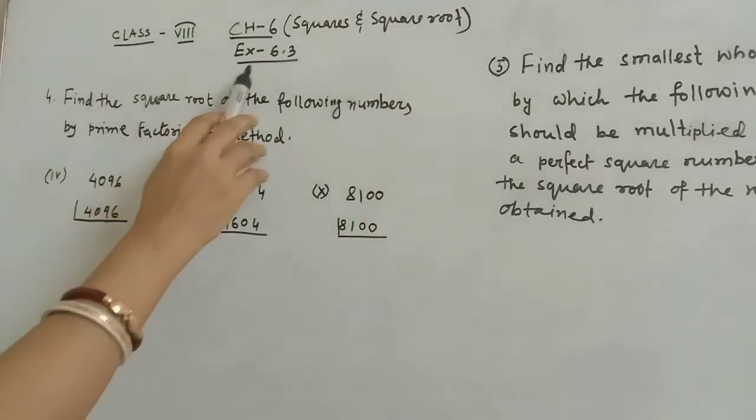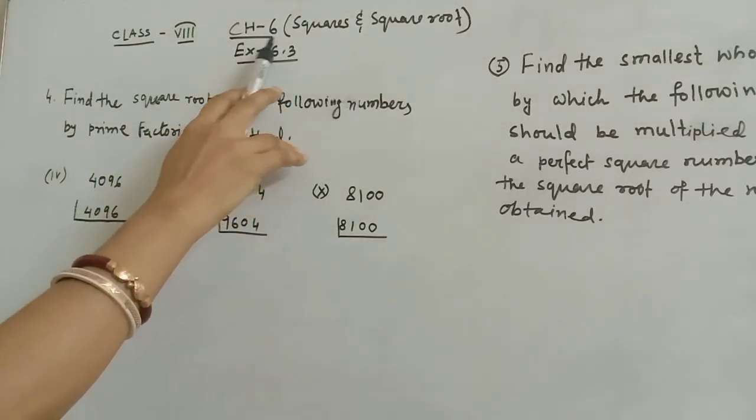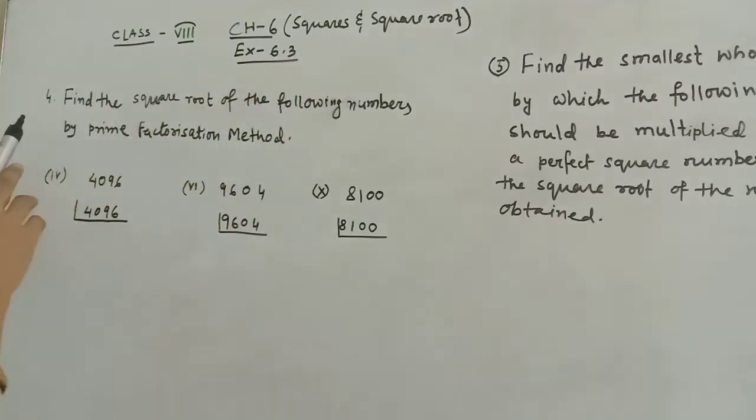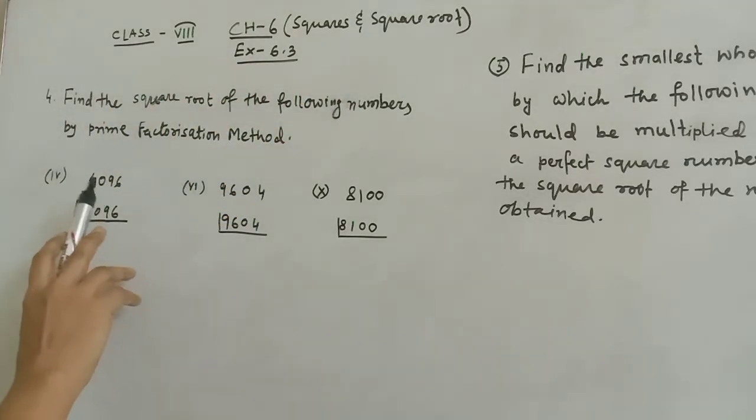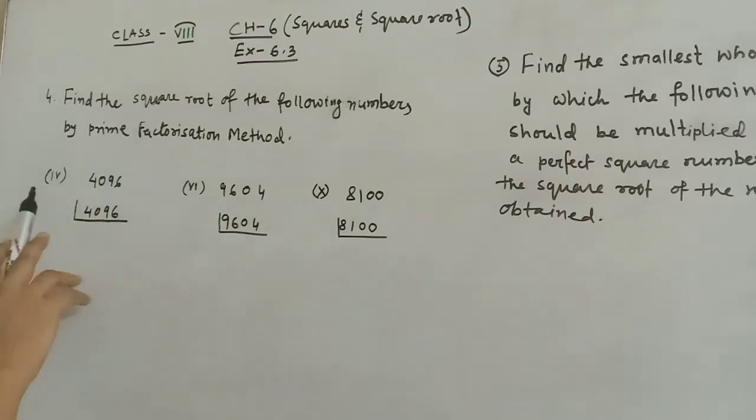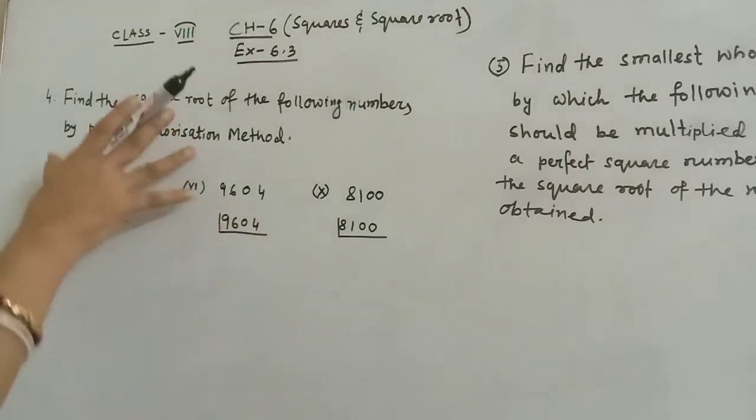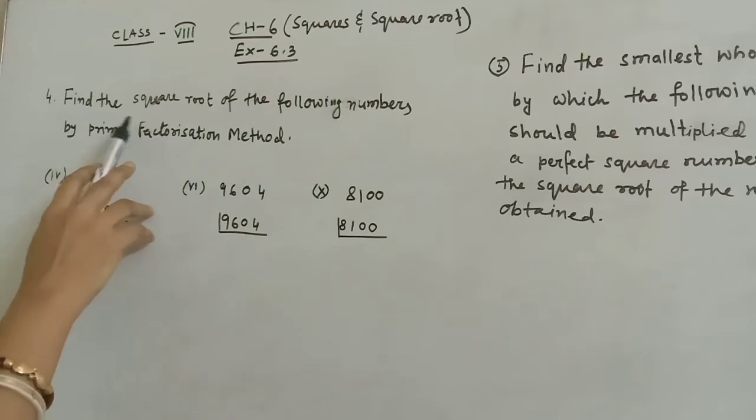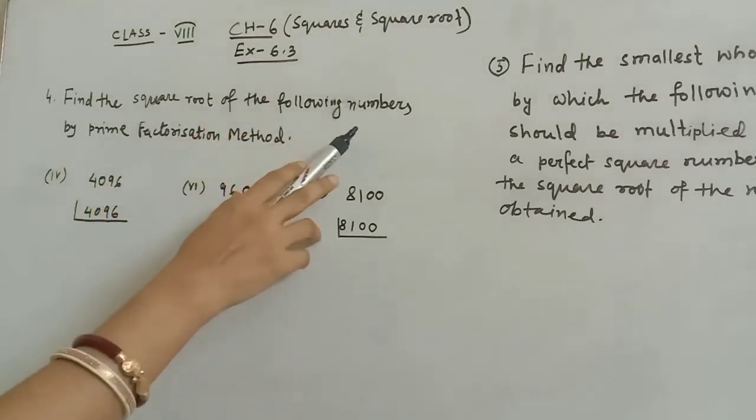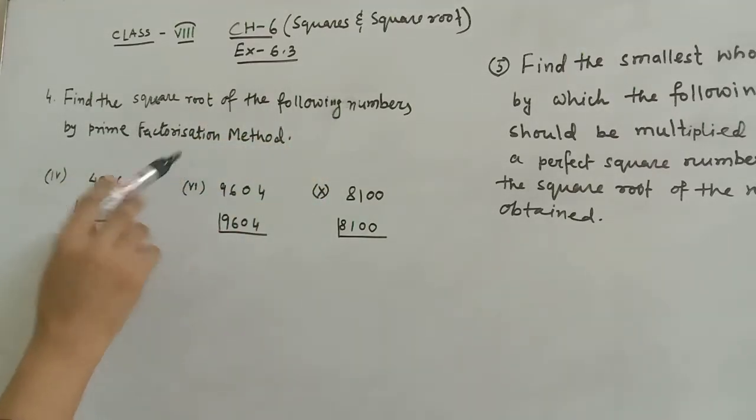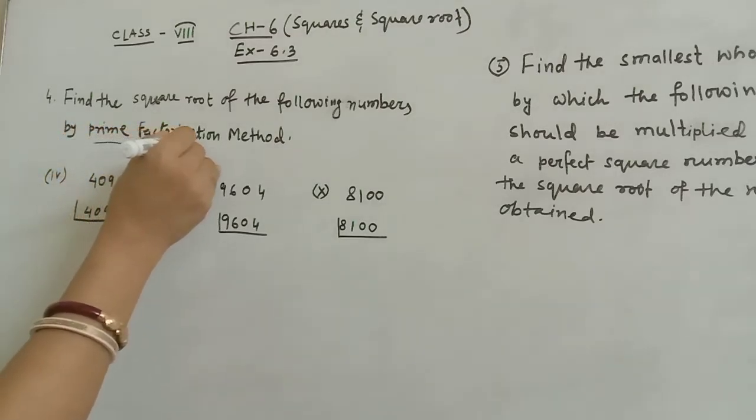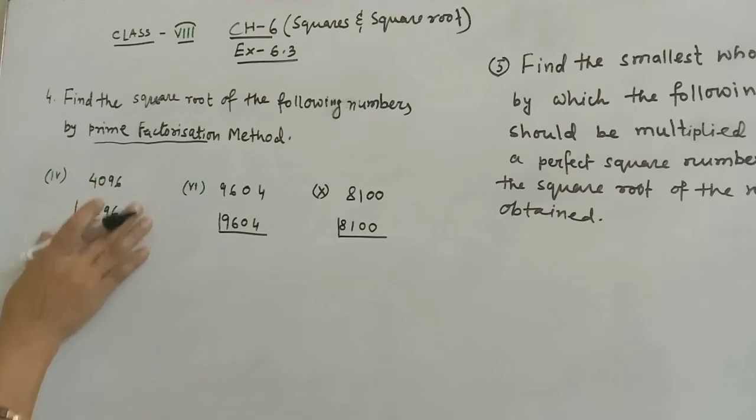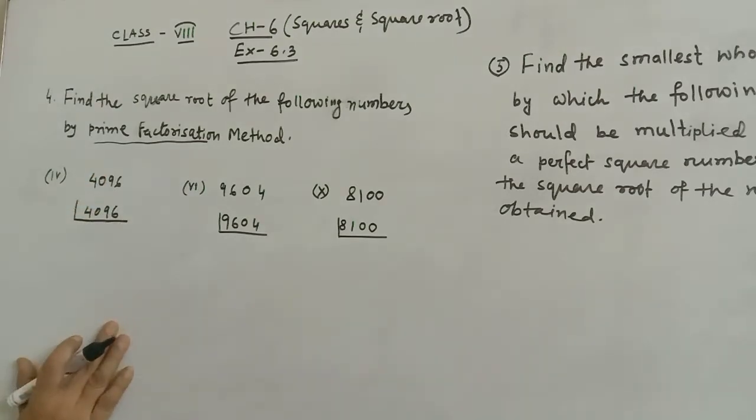Today we will do exercise 6.3 from chapter 6, square and square root. Question number 4. We have done two sums last class. Now I will do 4, 6 and 10 from question number 4. The same way, find the square root of the following numbers by prime factorization method. So I will find the square root by using the prime factorization method.